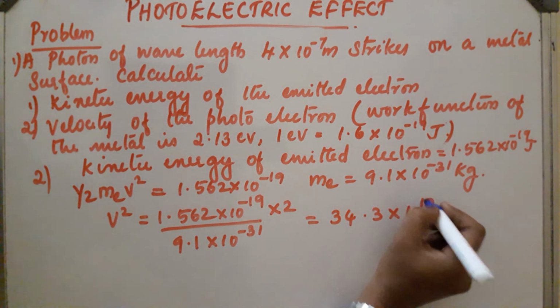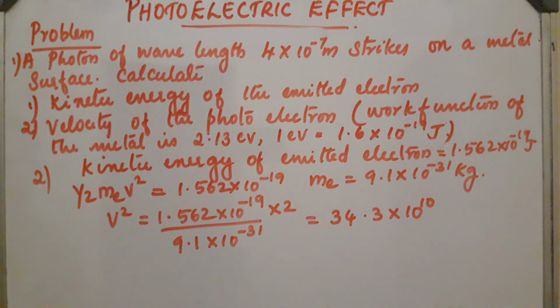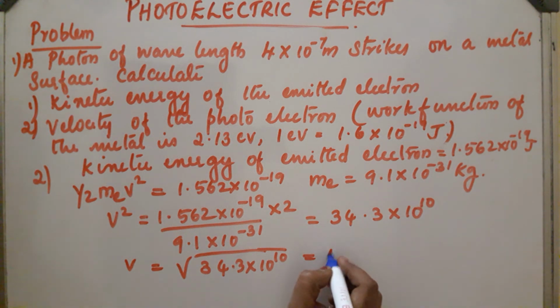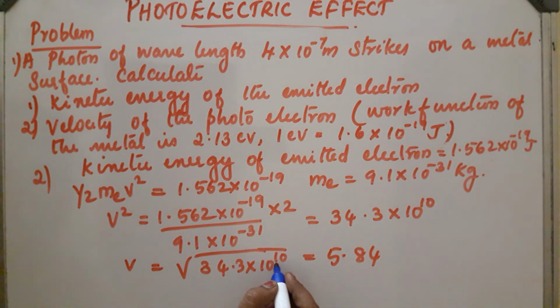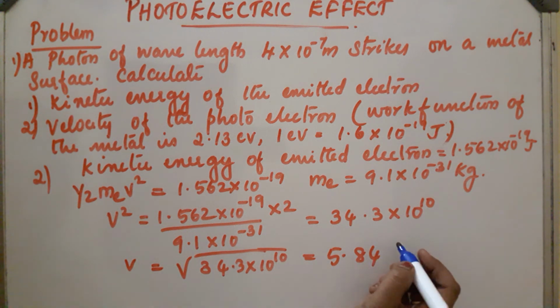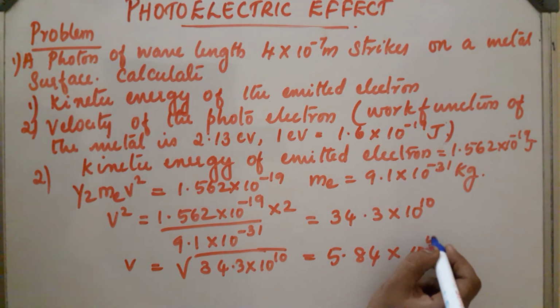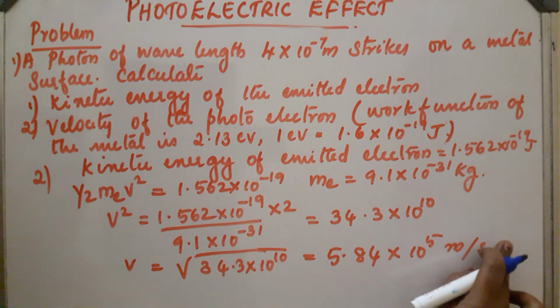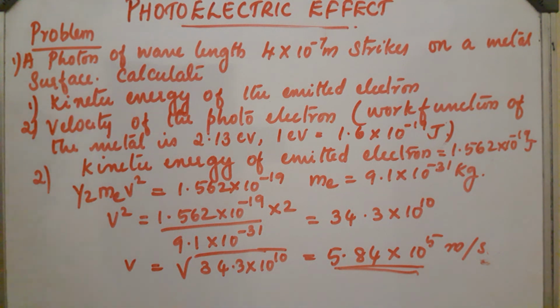So v square is 34.3 into 10 raised to 10. Then v will be equal to the root of 34.3 into 10 raised to 10. The root of 34.3 is 5.84, and the root of 10 raised to 10 is 10 raised to 5. Velocity is in meter per second. So this will be the value: 5.84 into 10 raised to 5 meter per second.